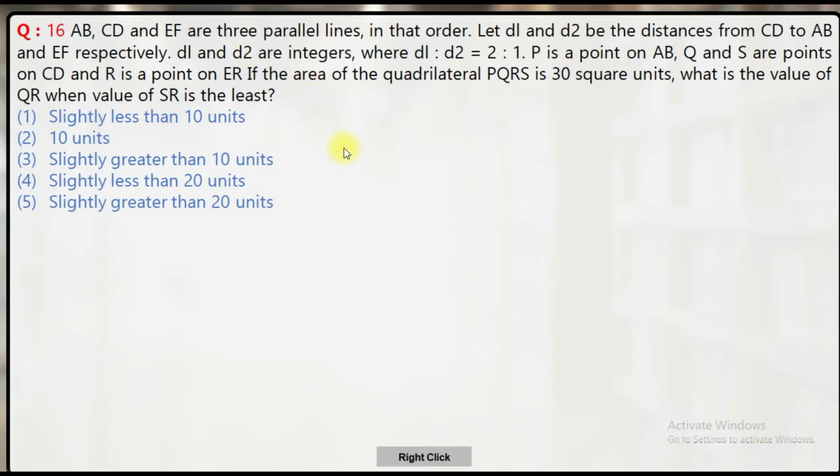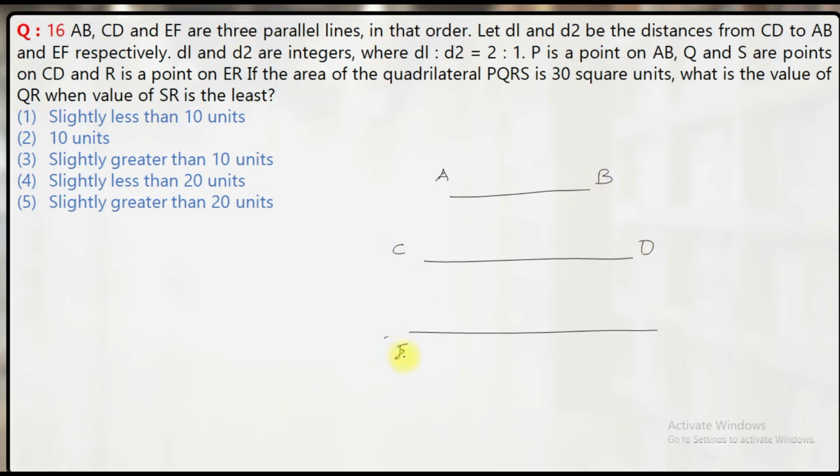Okay, it's a simple question of mensuration. What's given here? A, B, C, D, E, F are three parallel lines. Okay. What else is given? These are three parallel lines.